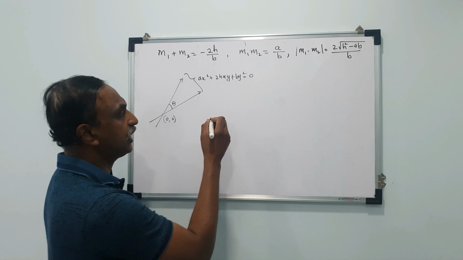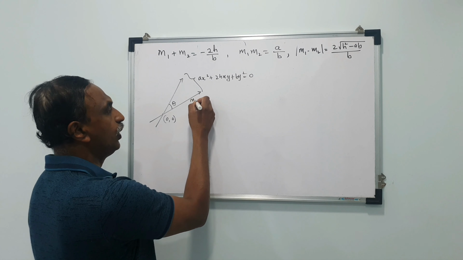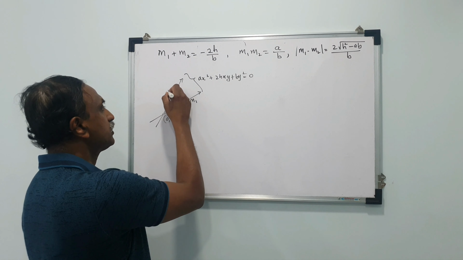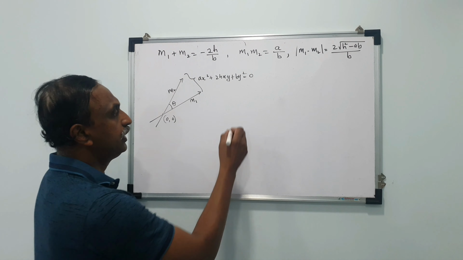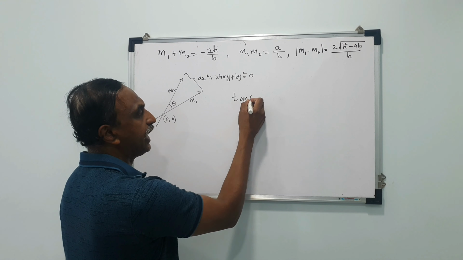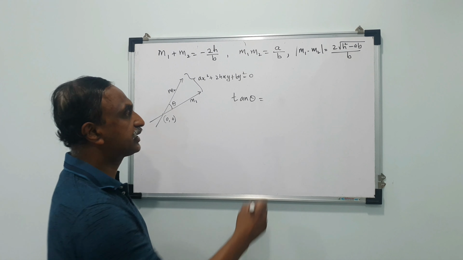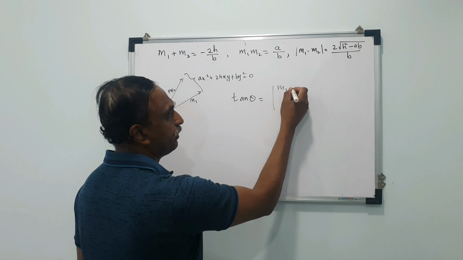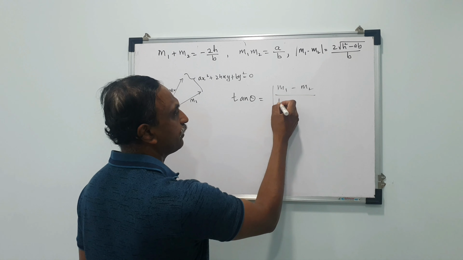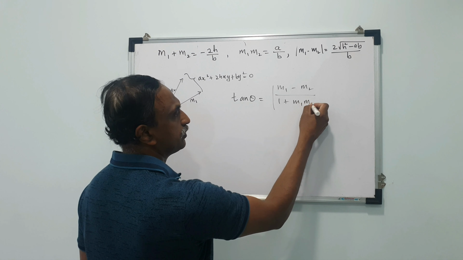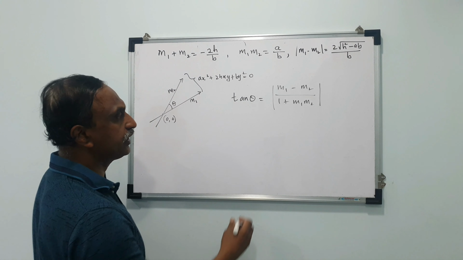So we are going to use our old formula. If the slope of the first line is m1 and the slope of the second line is m2, then tan of the angle between the two lines is given by the formula (m1 minus m2) upon (1 plus m1 m2). Now let's substitute this here.